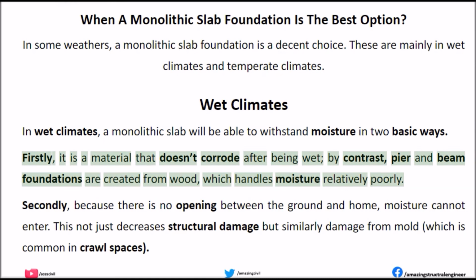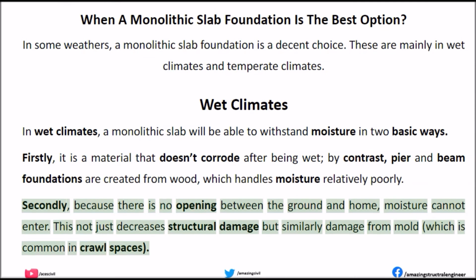Firstly, it is a material that doesn't corrode after being wet. By contrast, pier and beam foundations are created from wood, which handles moisture relatively poorly. Secondly, because there is no opening between the ground and home, moisture cannot enter. This not just decreases structural damage but similarly damage from mold, which is common in crawl spaces.